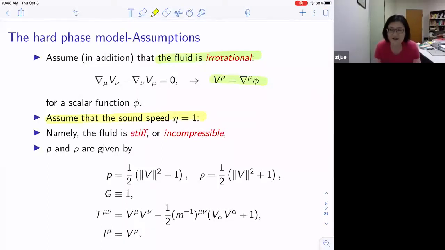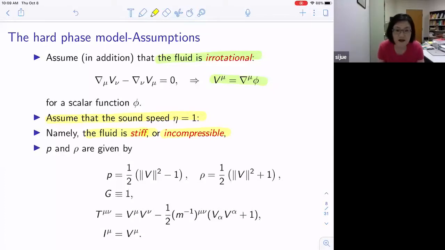We assume that the sound speed equals the speed of light. A lot of people have probably already started to doubt why anybody would want to study such a model, right? The sound speed cannot equal the speed of light. It should be strictly less. But it turns out that this model is one of the most studied models in general relativity. This fluid is called stiff or incompressible, if you assume that the sound speed equals the speed of light.